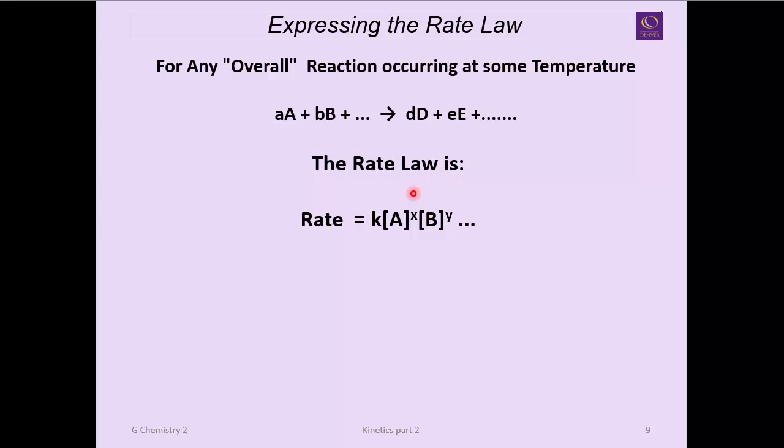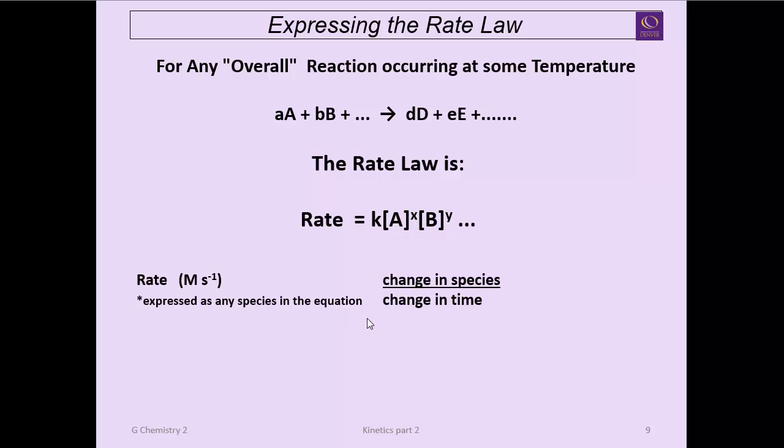The rate law is some combination of the rate, which we just talked about, in some sort of moles per second or moles per minute, something like that, equals the rate constant times the reactants that are involved in the rate, and we usually don't include products in the expression of the rate law. This is rate, this is what we just talked about, and you can express it as any species in the equation. That's what we just did with our last homework examples.